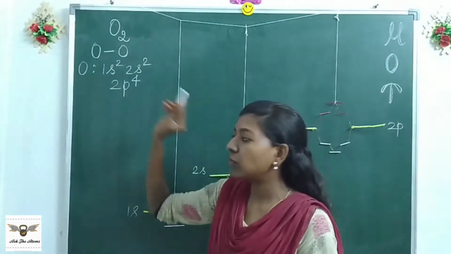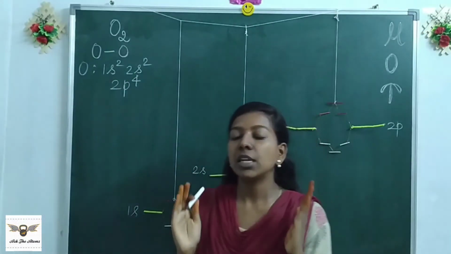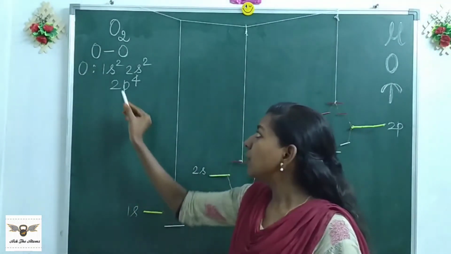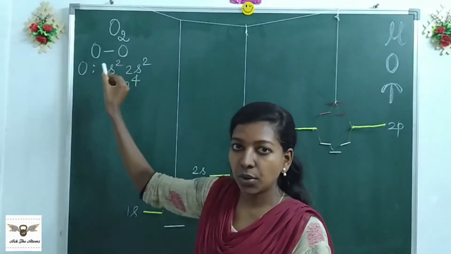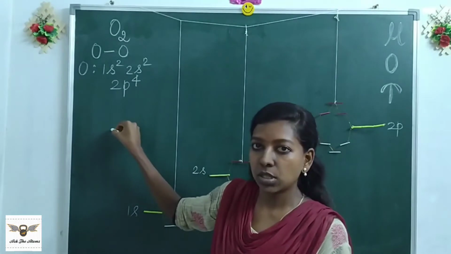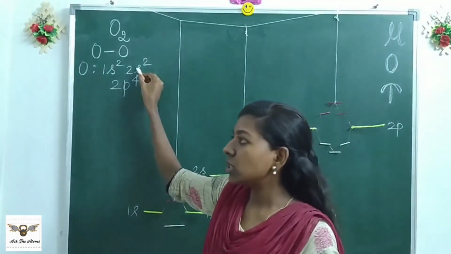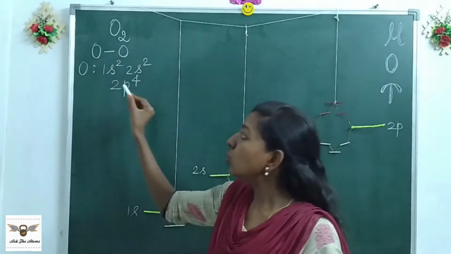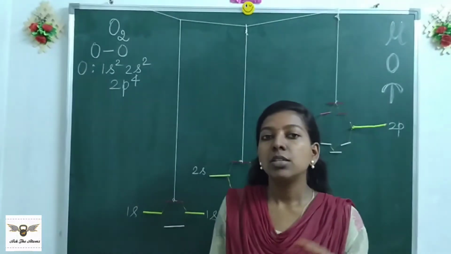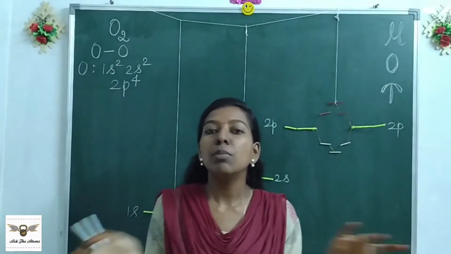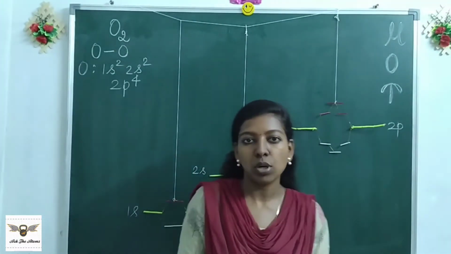1s2, 2s2, 2p4. Now we are going to have a set of atomic orbitals. The 1s2 of one oxygen is going to overlap with 1s2 of another oxygen. Then the 2s of one oxygen with 2s of another oxygen, 2p with the other 2p. So this is how we are going to merge our atomic orbitals to get the molecular orbitals.